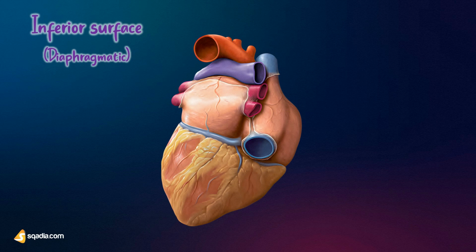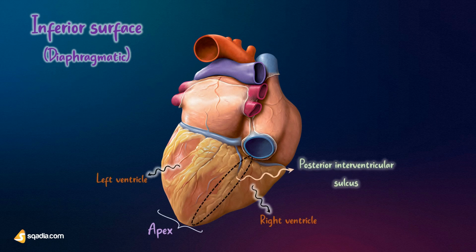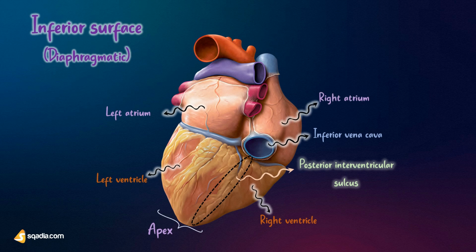From the inferior side, we can see the cardiac apex, some parts of the left and right ventricles, with the posterior interventricular sulcus, and the inferior vena cava entering the right atrium. The left atrium can also be seen inferiorly. The coronary sinus is also visible with the crux of the heart. That is actually the point where the coronary sulcus meets with the posterior interventricular sulcus.